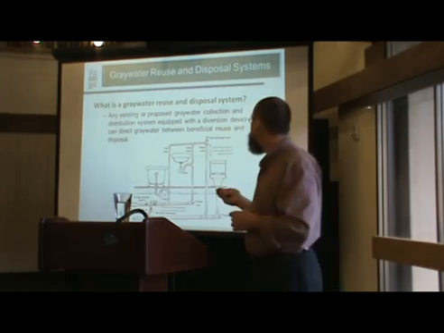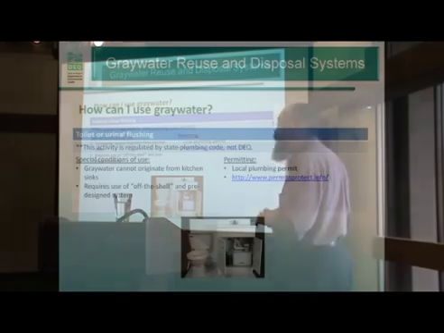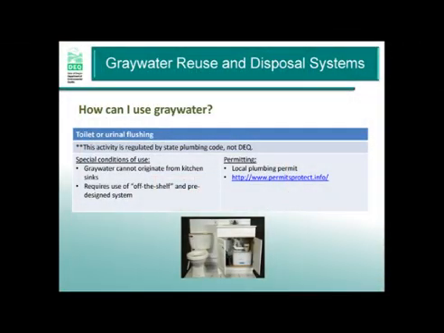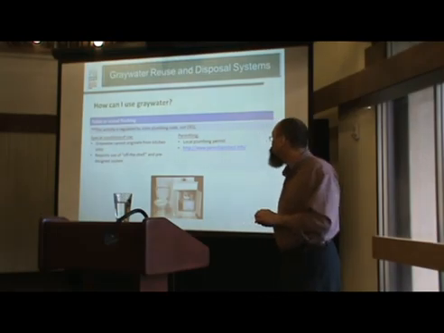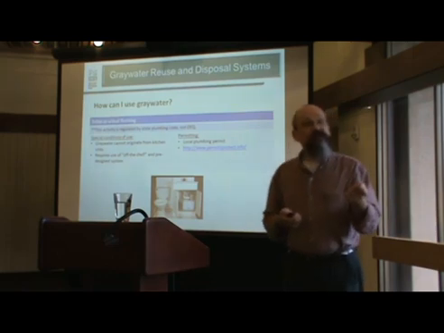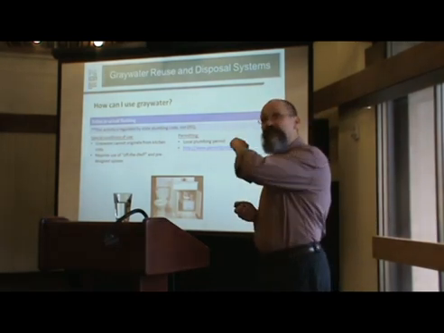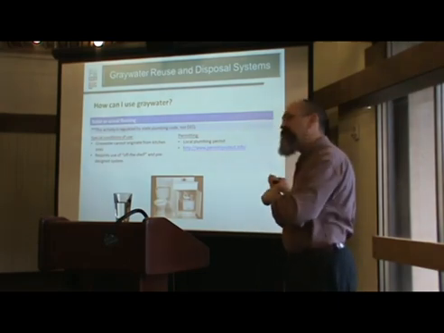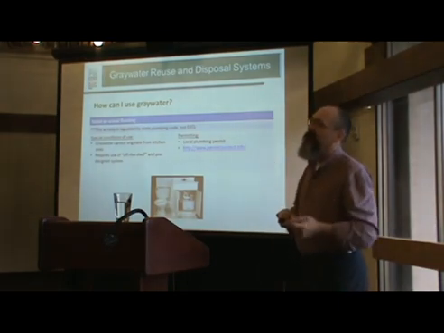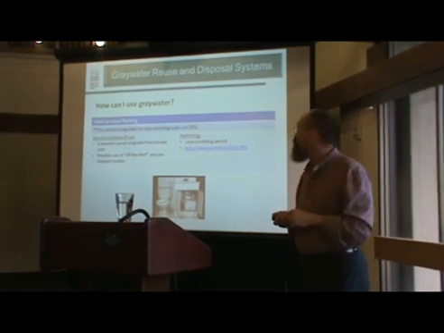There's two sides to this. How can I use gray water? As I already mentioned, currently under state plumbing code, you can reuse gray water for toilet and urinal flushing. This activity is regulated solely under the plumbing code, no DEQ involvement in these systems at all. The one thing I will note here is that the definition under plumbing code of gray water does not include kitchen sinks. So you cannot harvest from your kitchen sink if you want to use it for toilet or urinal flushing.